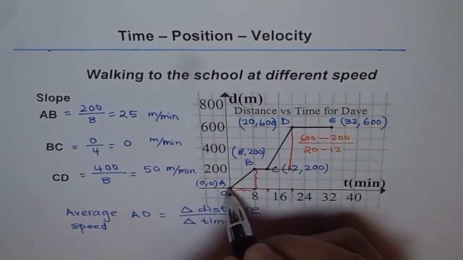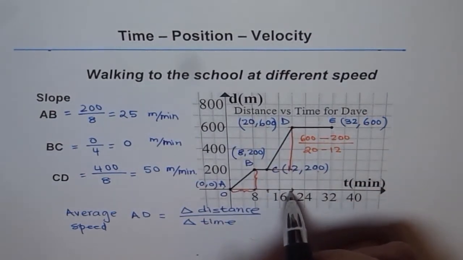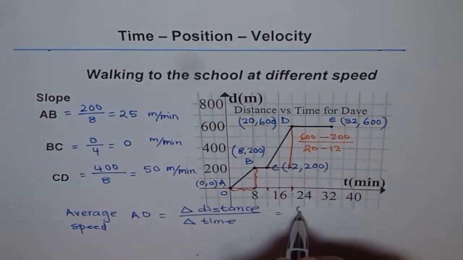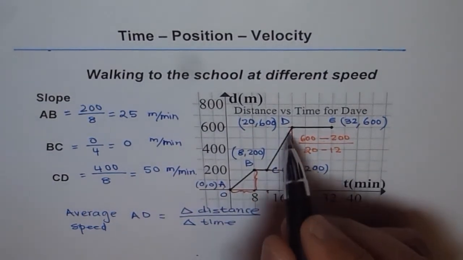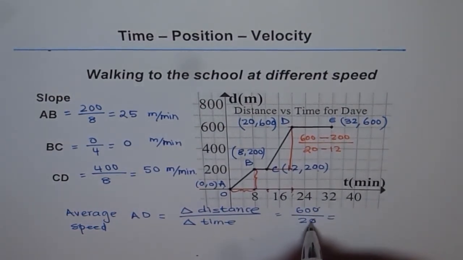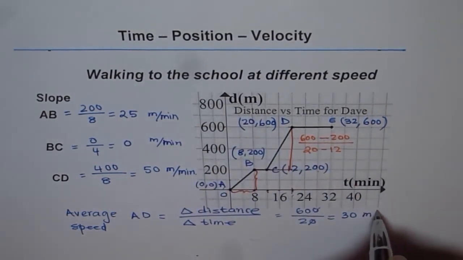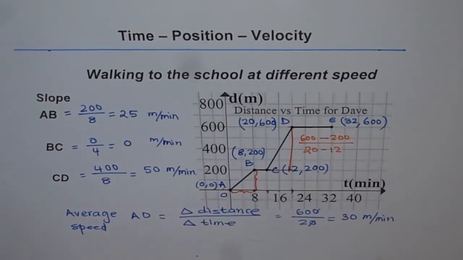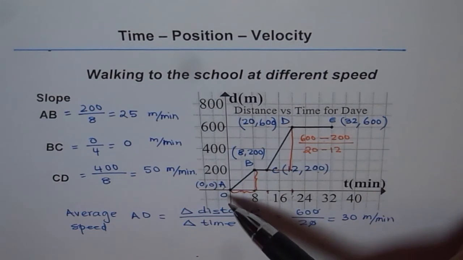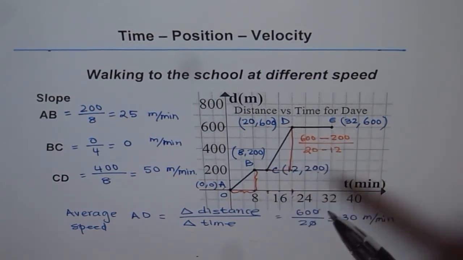If you go from A to D, the change in distance is 600, right? The big triangle. So you can draw a big triangle here. 600 minus 0. So it is 600, and change in time will be 20. So 600 by 20 will give you 30. Units are meters per minute. So you can also find the average speed of Dave as he goes from home to school, stopping in between for 4 minutes. Do you see that?